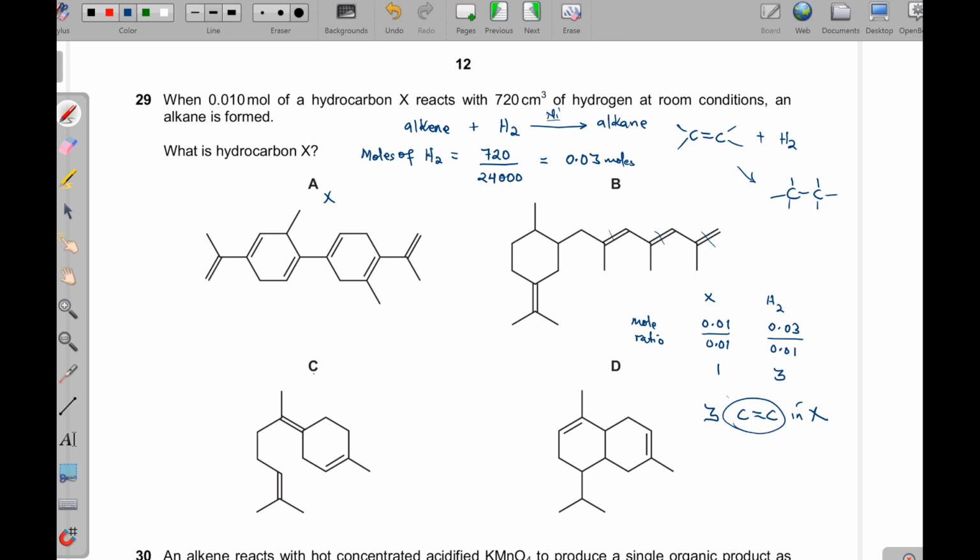Then here 1, 2, 3, 4. Even that one is what? Off. We go to C, 1, 2, 3. Yeah, this one is okay. We come to this one, 1, 2. This one is off. So that means our answer is what?